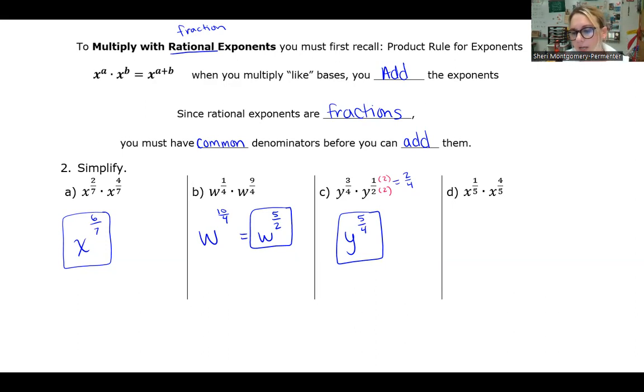And the last one, I get x to the what power? 5 over 5. What's anything over itself? 1. Do I have to write x to the first power? It's just x, yeah.